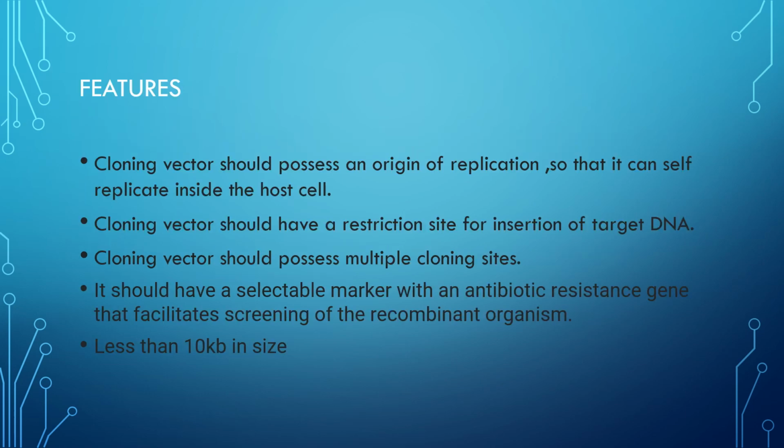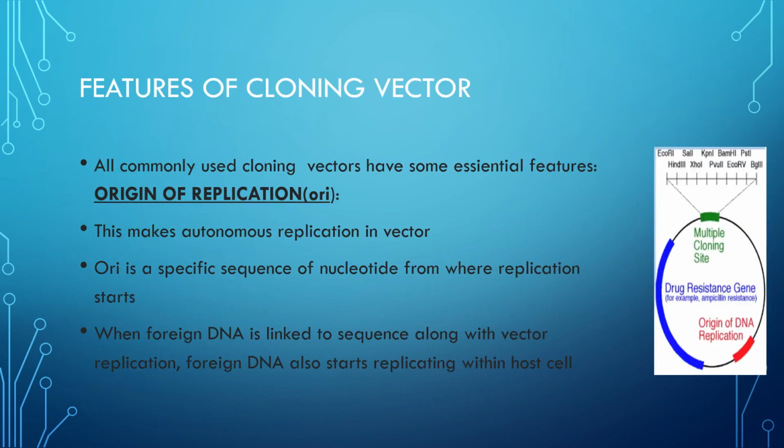Features of a cloning vector. A cloning vector should possess an origin of replication so that it can self-replicate inside the cell. It should have a restriction site for insertion of target DNA. It should also possess multiple cloning sites, and a selectable marker with an antibiotic resistance gene that facilitates screening of the recombinant organism. The size of the cloning vector should be less than 10 kb.